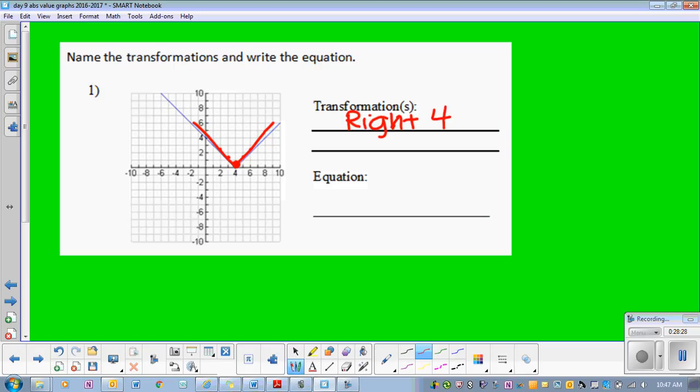Does everyone see that? Now, how do I write that equation? Let's see. I know I have a y equals because it is an equation. Okay, don't forget absolute value because this is a sharp V. This is absolute value of x, and you said what? It's -4.